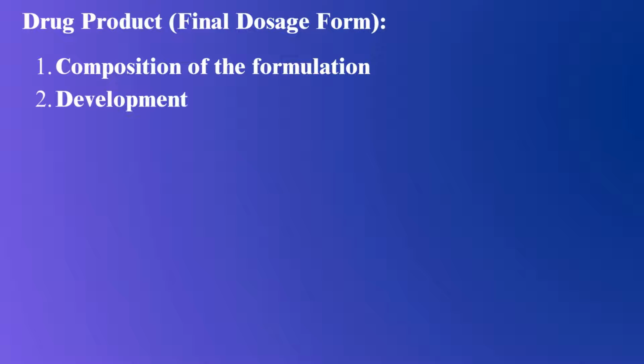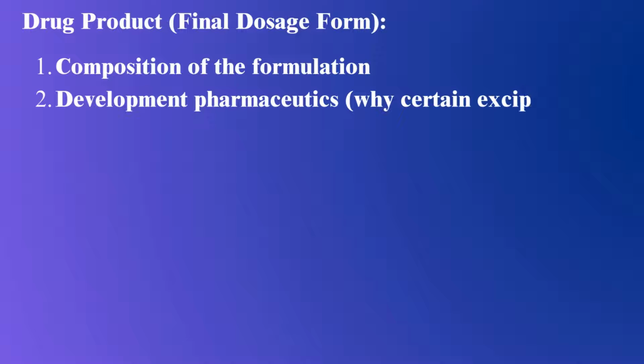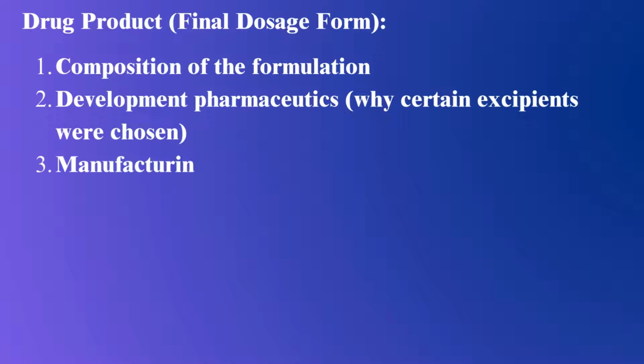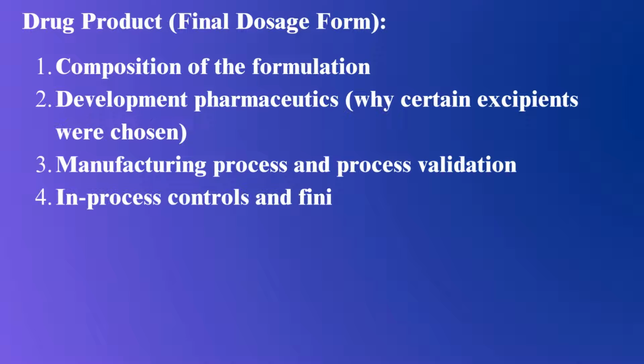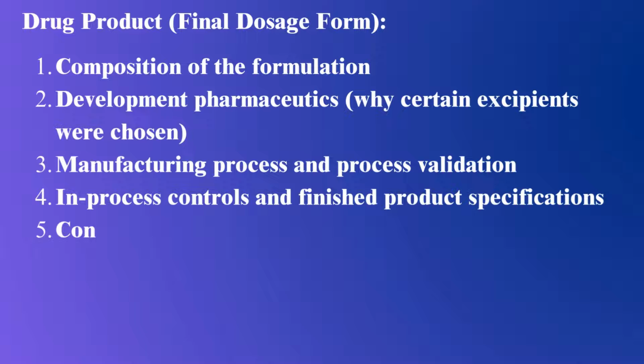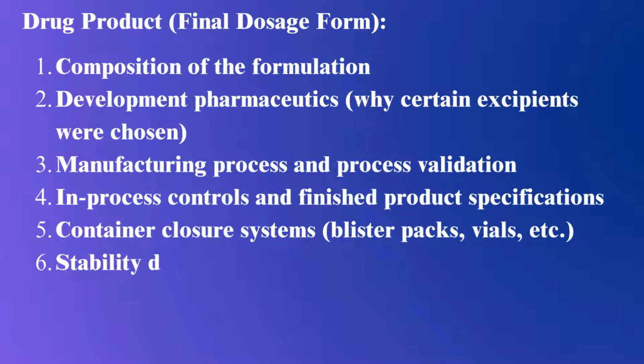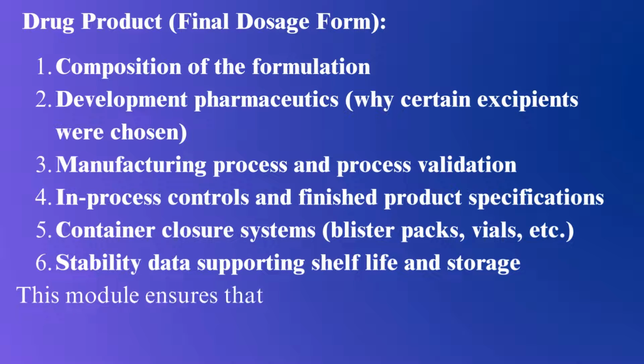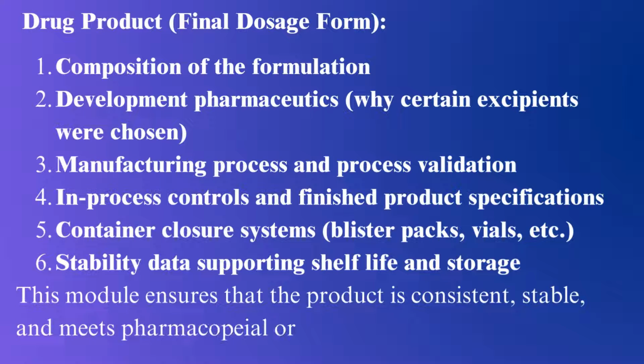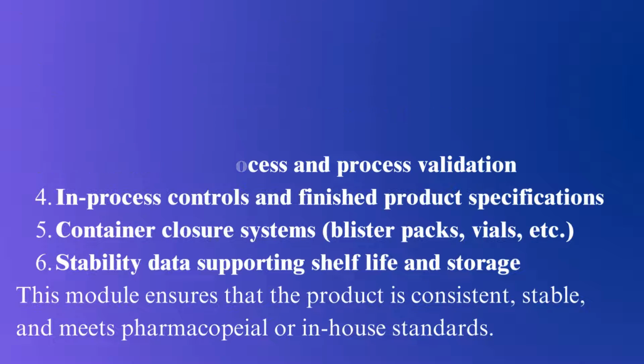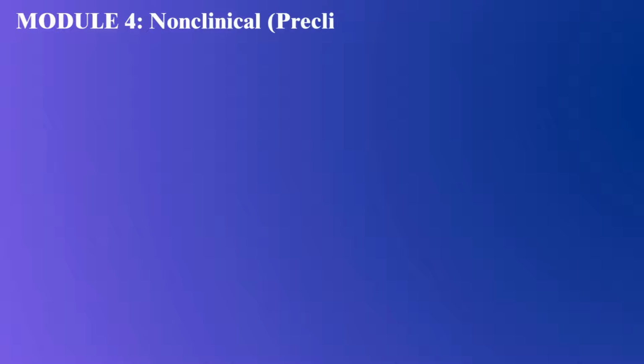1. Composition of the formulation. 2. Development pharmaceutics, why certain excipients were chosen. 3. Manufacturing process and process validation. 4. In-process controls and finished product specifications. 5. Container closure systems, blister packs, vials, etc. 6. Stability data supporting shelf life and storage. This module ensures that the product is consistent, stable, and meets pharmacopeal or in-house standards.